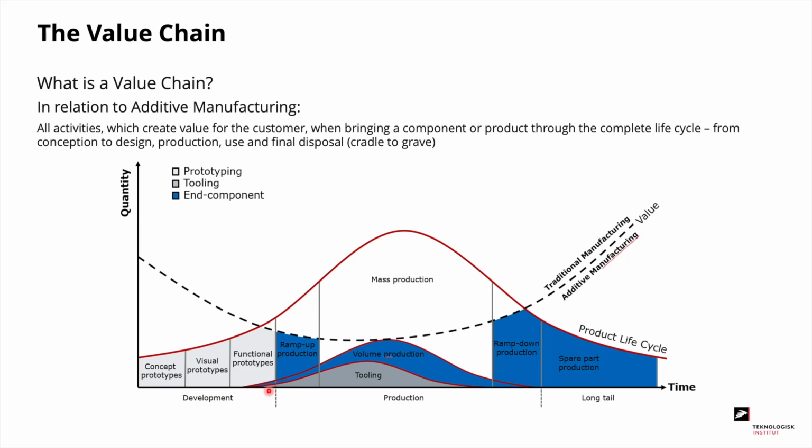At the development phase, it makes really sense to consider additive manufacturing for all kinds of prototypes. In the production phase, it makes sense to consider traditional manufacturing for mass production, while it makes sense to consider additive manufacturing for all the other applications. And at the end, it also makes sense to consider spare part production using additive manufacturing, because you can save to have spare parts on stock. I will show you a video that explains the element of the value chain.